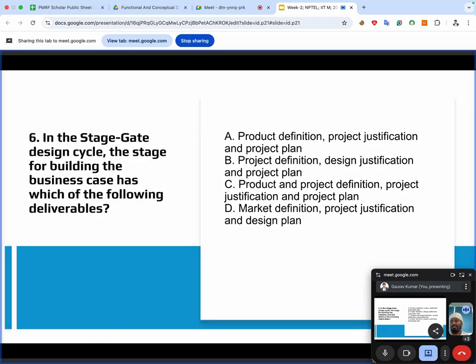Okay, moving towards the next question, question number 6. In the stage gate design cycle, agile process.